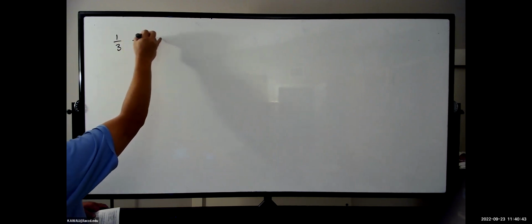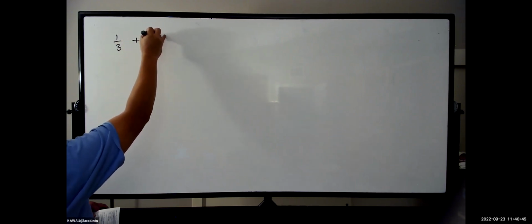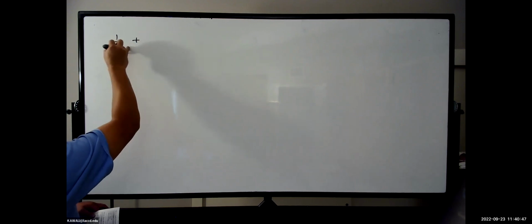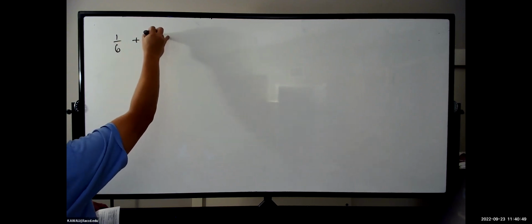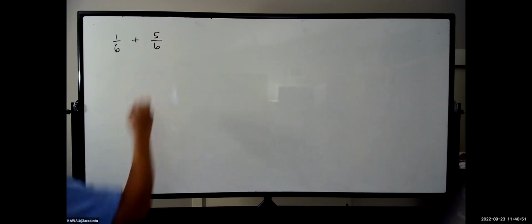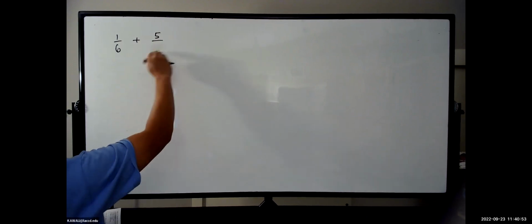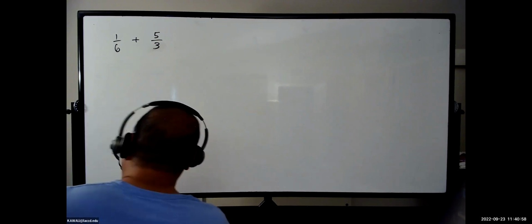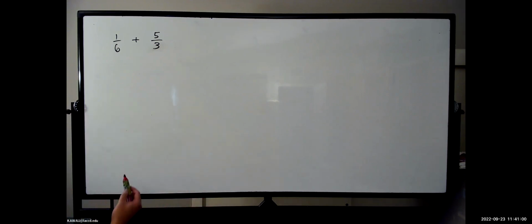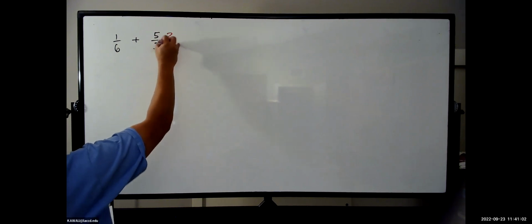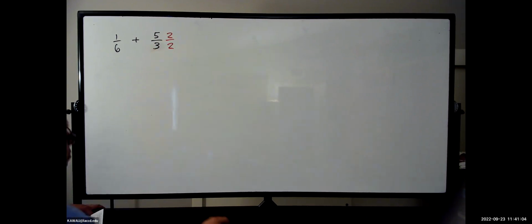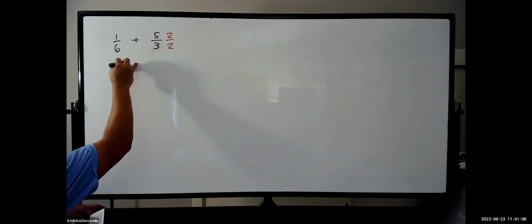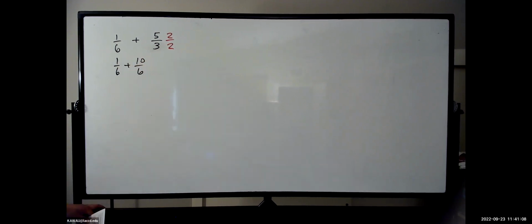Now, if we think of something like 1/3 plus, I'm sorry, let's go 6 plus 5/6. I'm sorry, over 3. If I was to ask you to add those two fractions, the first thing you need is a common denominator. You don't have to copy this, just watch. Like that.